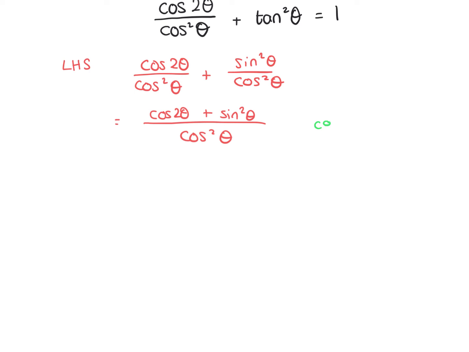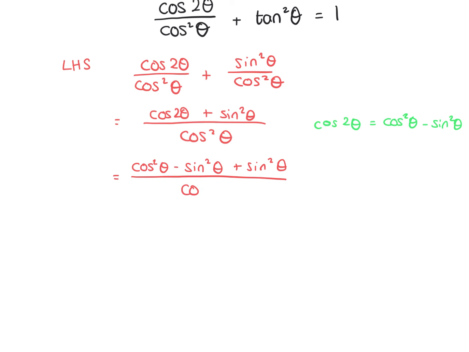So I'm going to use the rule that cos 2 theta equals cos squared theta minus sine squared theta. And the reason I've picked that one, hopefully you've spotted it, is that if I were to replace that cos 2 theta with cos squared theta minus sine squared theta plus sine squared theta, all over cos squared theta, in the top line, the minus sine squared theta plus sine squared theta cancel each other out. So I'm simply left with cos squared theta over cos squared theta, which equals 1, which equals your right-hand side. So I've proven that identity or that statement.